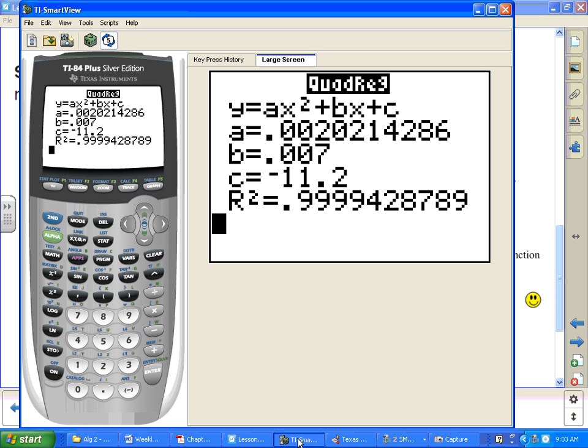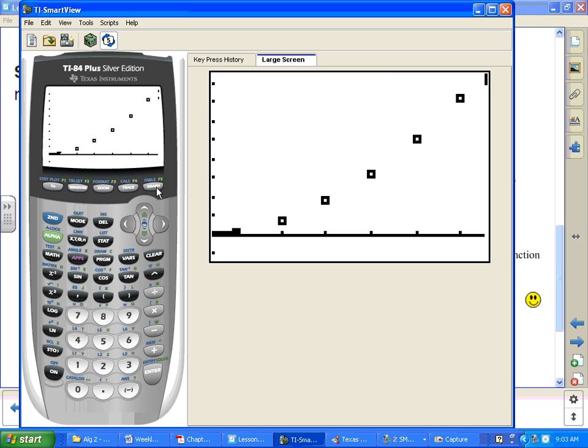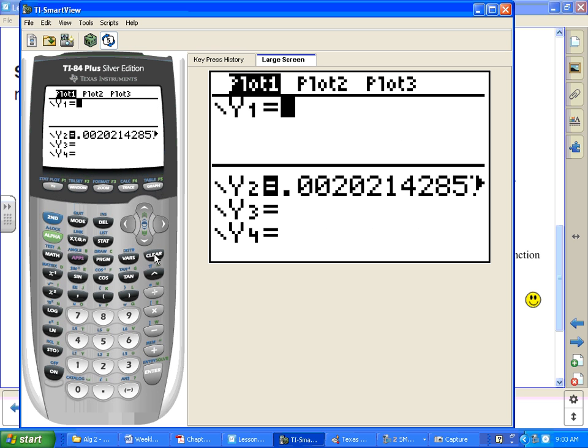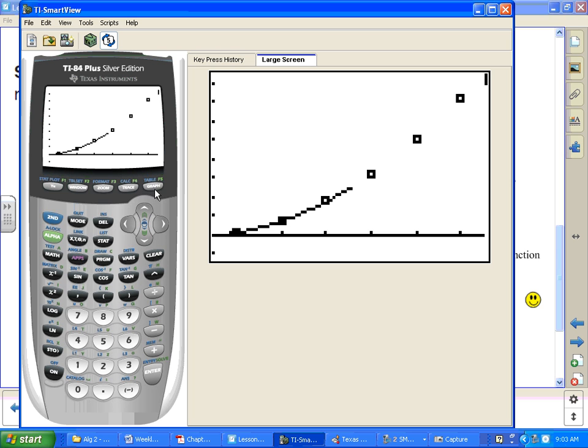And if we look at our graph also, we can see here's what the exponential looked like, and here's our quadratic. Notice that the quadratic went through almost every square perfectly, which means it's a much better fit also. So we can get rid of our exponential one because that one wouldn't help us to find any other information. Only the quadratic one is going to help us really find some good information.